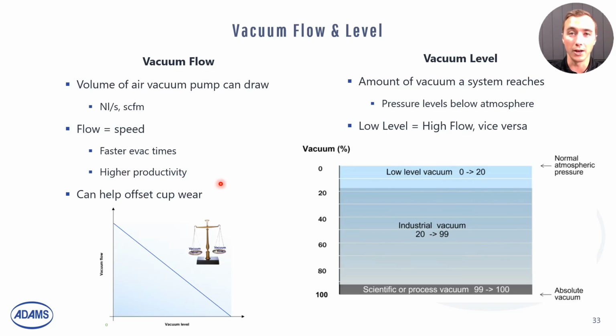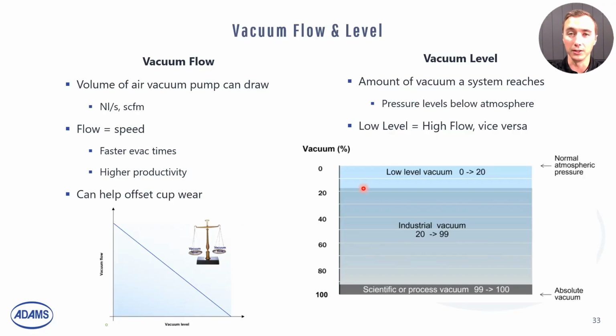You're able to handle parts quicker and get them to a state where then the robot or a pick and place, whatever the vacuum system is mounted to, can actually handle the part. Higher vacuum flow can also help offset cup wear because you're not applying as much force to the cup. Vacuum level is the actual pressure below atmospheric pressure that the system is reaching.